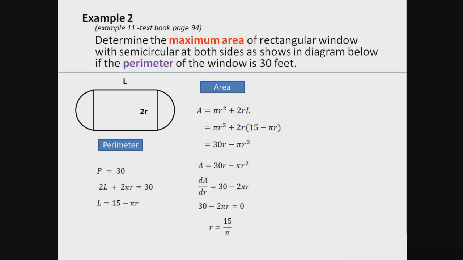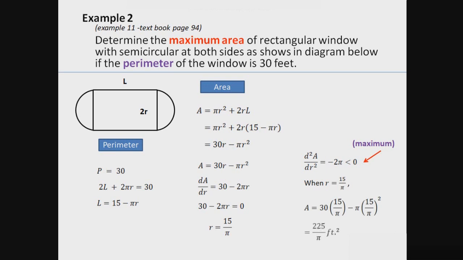Now we have to calculate the second derivative to know whether this point is a maximum or minimum. So we get negative 2 pi. We know that this is less than 0, so it is a maximum. Now we substitute r equal to 15 over pi into the A formula. So now we get the maximum area as 225 over pi feet squared.